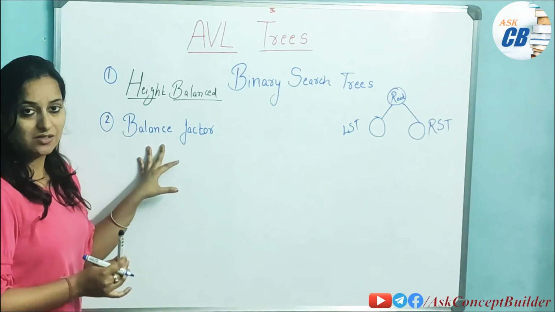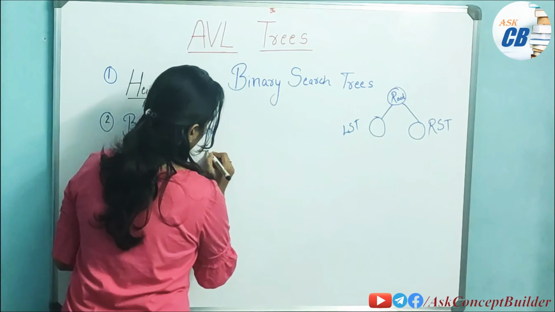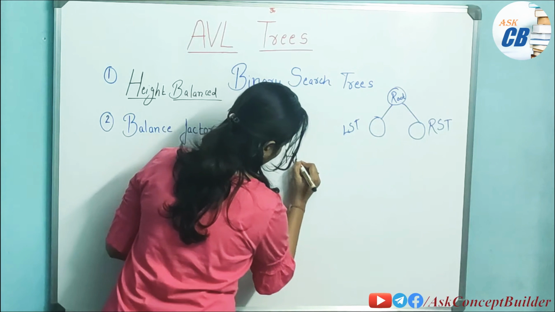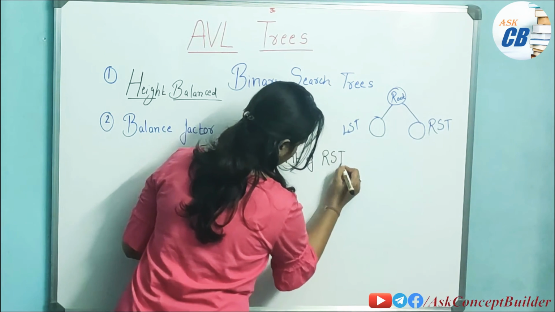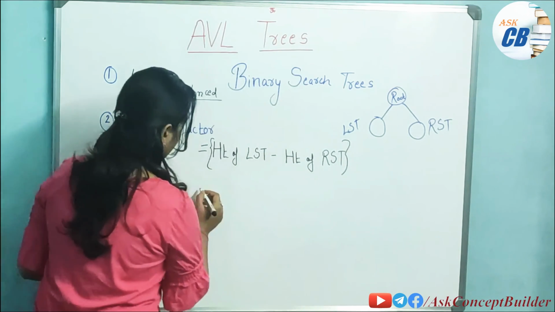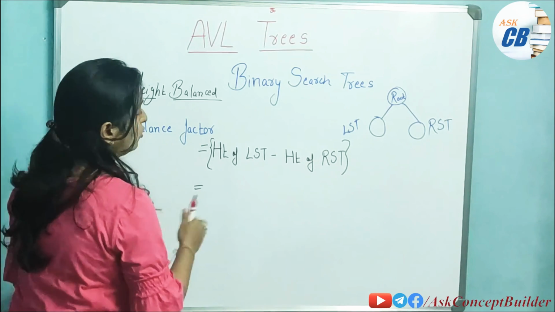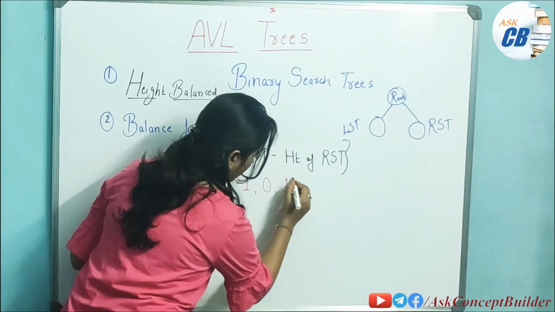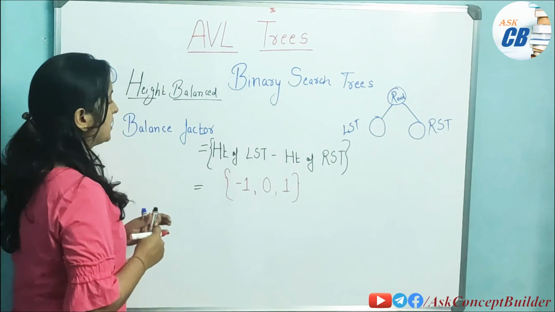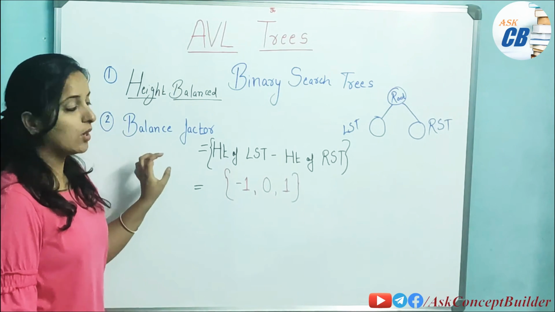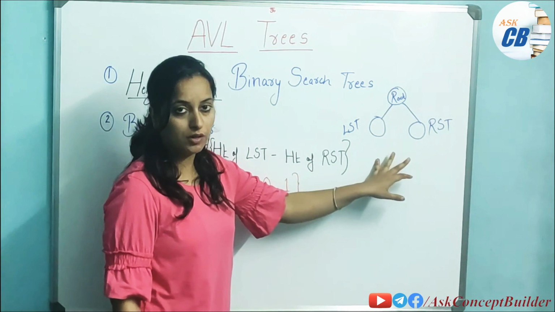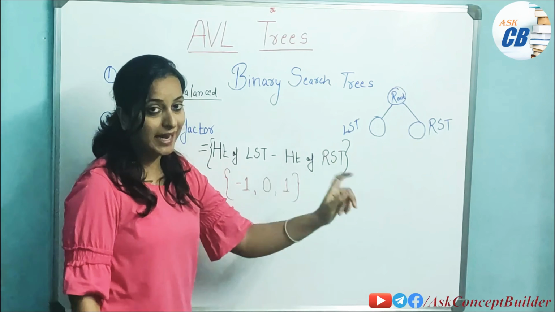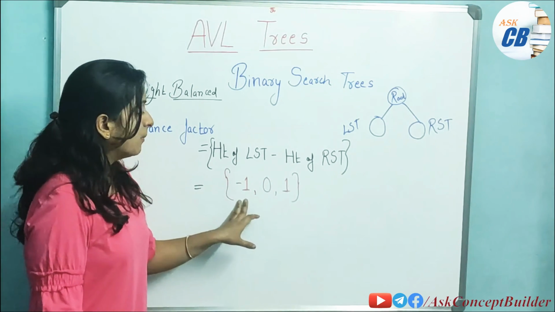Now what is this balance factor? Balance factor is the height of the left subtree minus the height of the right subtree, and this value should always be either -1, 0 or 1. In AVL trees, you have to calculate this balance factor for every node of your tree, the height of the left subtree minus the height of the right subtree, and that value should be one of these three values: -1, 0 or 1.